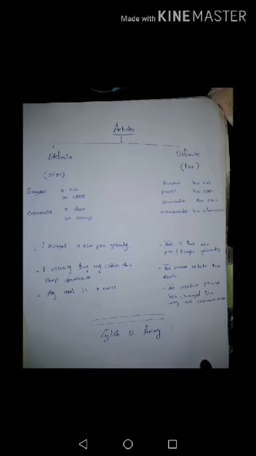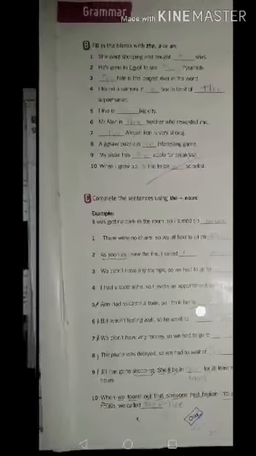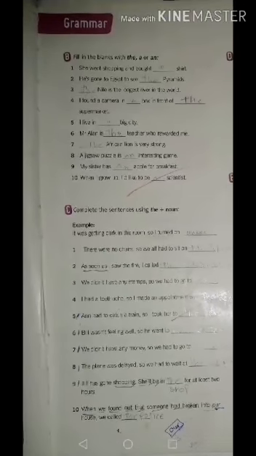This is just a revision about articles for whom didn't understand. After that we will go to page 9. You have exercise B, C, D and E. Okay. We will take B and C and leave D and E for you.